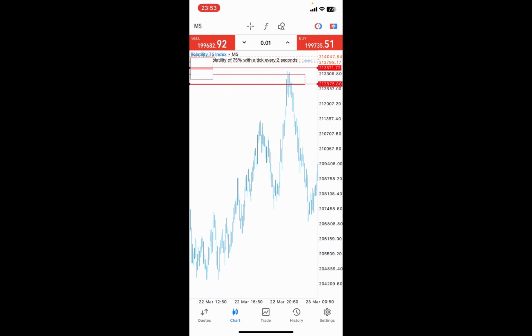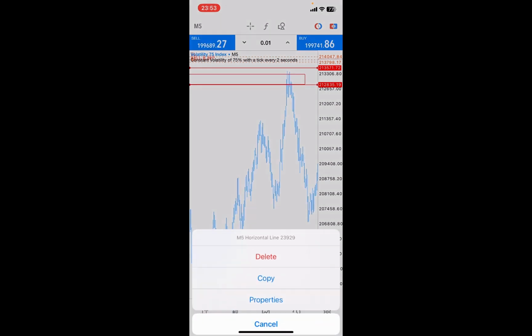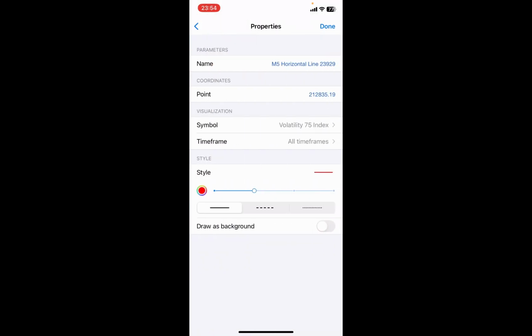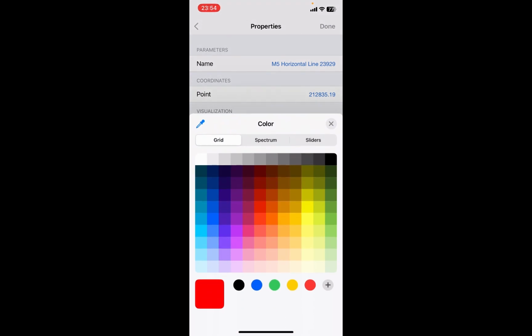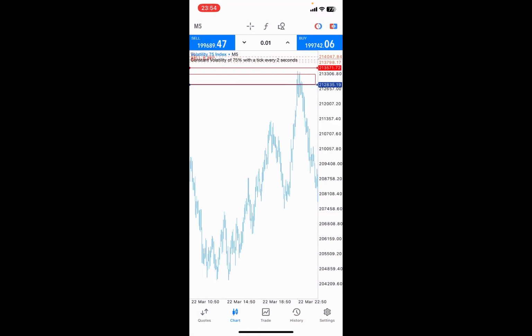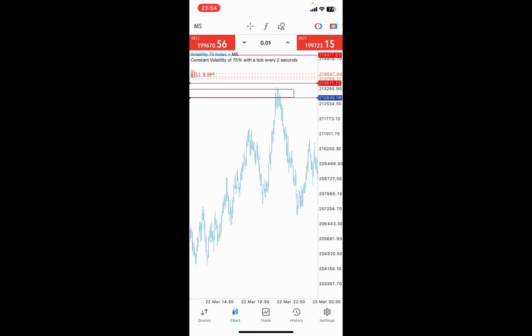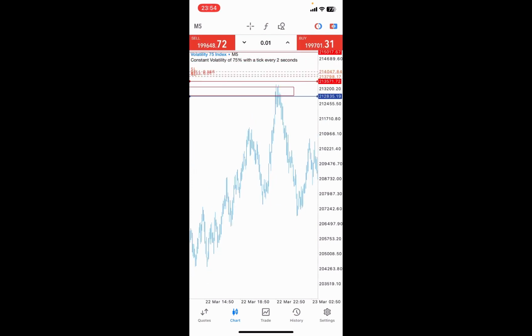So let's assume that that's the stop loss, and then I tell you the entry area is somewhere at 212,875, right? Or 800. So this is your entry. The first one is your entry. Let me just change the color to blue so it will be visually easy to understand, right? So the blue horizontal line is your entry, the red horizontal line is your stop loss.